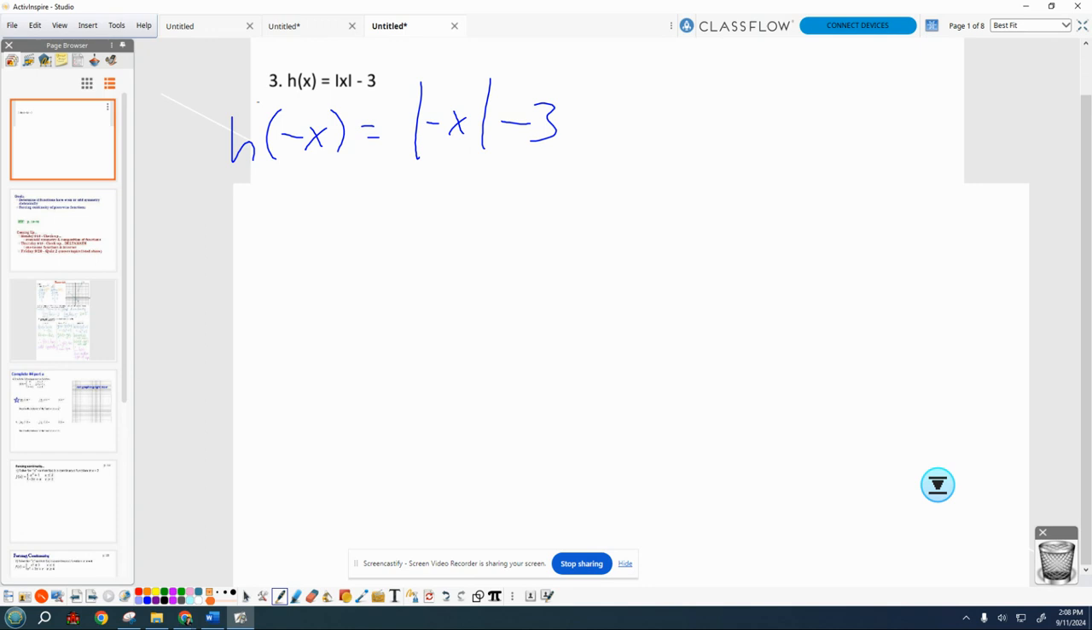So if I put in 3, I get out 3. If I put in negative 3, I get out 3. So did it matter that this became a... no. The absolute value of whatever it is is still going to be that. So h of x does equal h of negative x, so it's even.